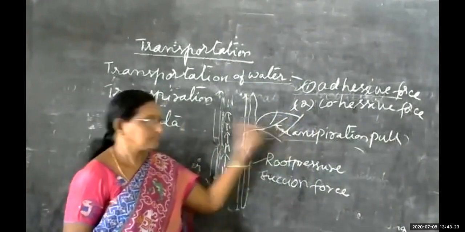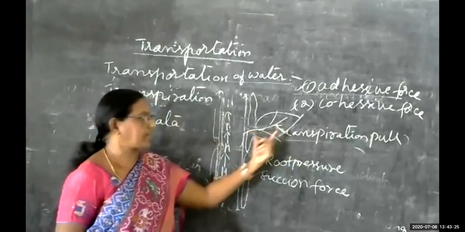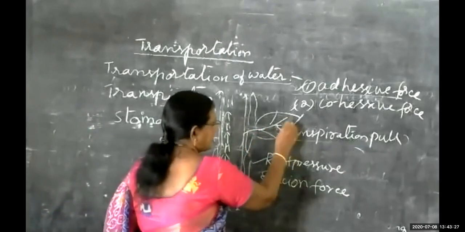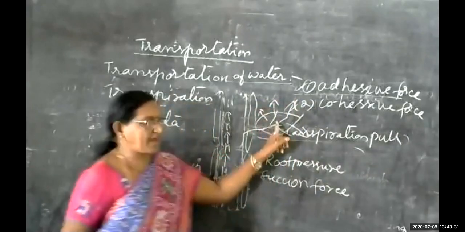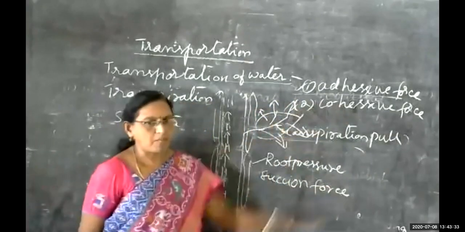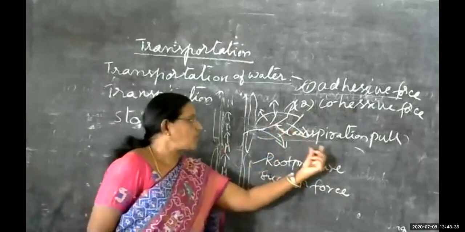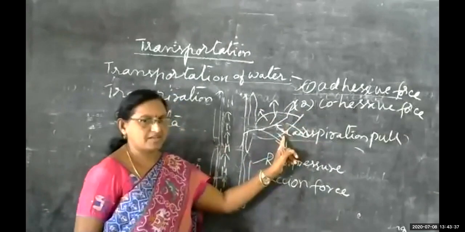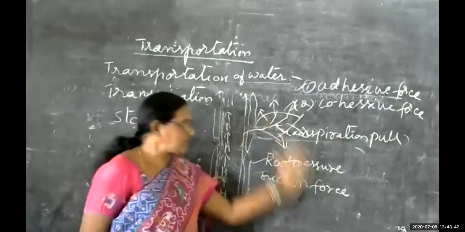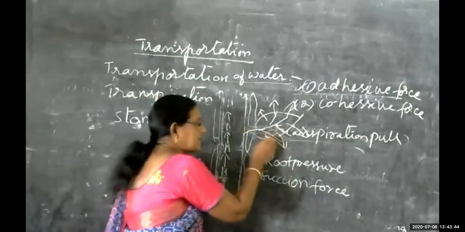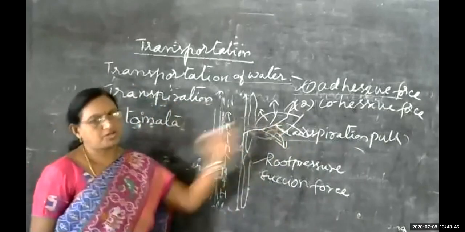Okay, in the leaf, the stomata are present. From the stomata, the water will be evaporated. Once the water molecule present in a particular region of the leaf leaves out from the leaf, the empty space is occupied by a new water molecule.